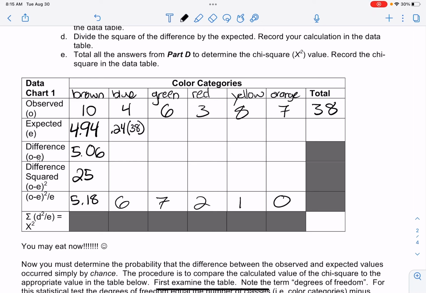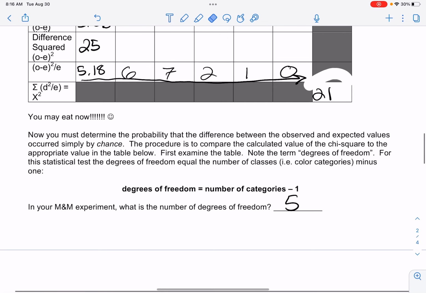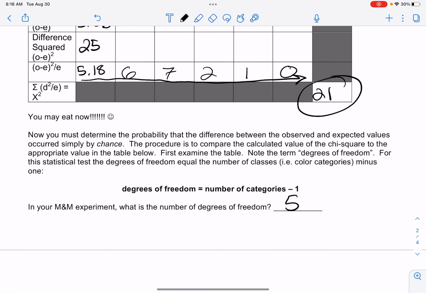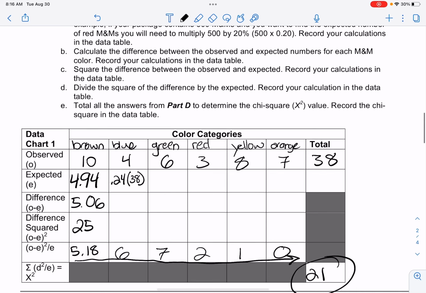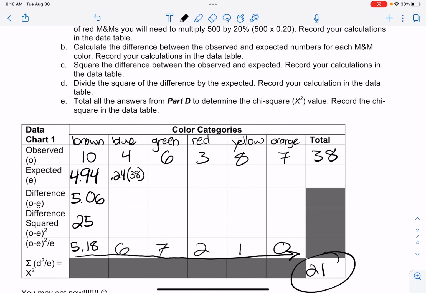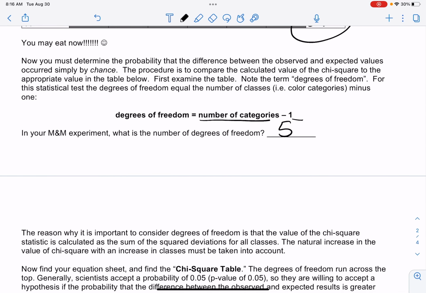Then I'm going to get some kind of total. So 13, 15, 16. So I get 21 is going to be my total. Okay, so I just added all the numbers up in this column. It's the sum of the difference squared divided by the expected. That's my chi-squared value. Okay, so that right there is my chi-squared value. The other number I need to know is my degrees of freedom. It's the number of color categories minus 1. So I had 1, 2, 3, 4, 5, 6 categories minus 1. My degrees of freedom is 5.